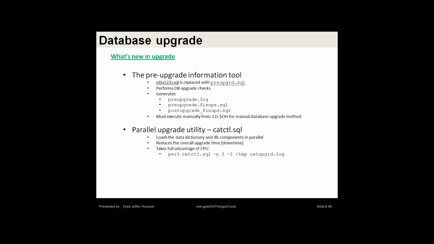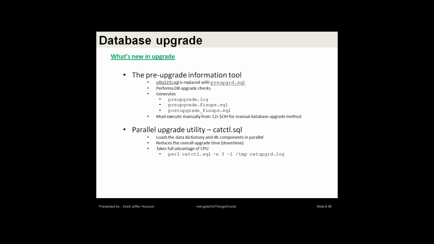So this utility has been replaced with a new tool called the pre-upgrade information tool, which is pre-upgrade.sql. You will find this one under the 12c home RDBMS admin directory. So if you are going for a manual upgrade, you should run this script manually. Whereas if you go with the DBUA, the upgrade configuration tool, it automatically initiates the script for you.